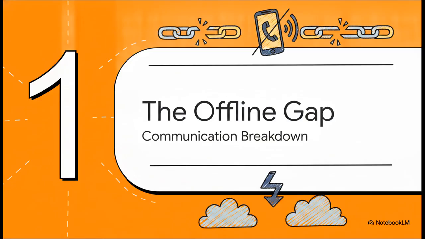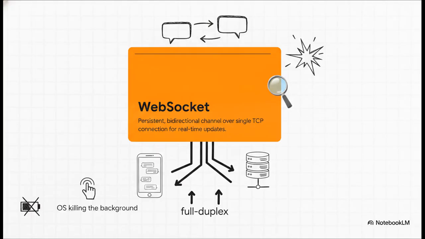Let's look at the exact limitations of standard network protocols in a mobile environment. So, when your app is actively running, you're likely using a WebSocket. This is a persistent, bidirectional, full duplex channel over a single TCP connection, which is absolutely ideal for real-time updates. It's the industry standard, used by massive companies like Slack.